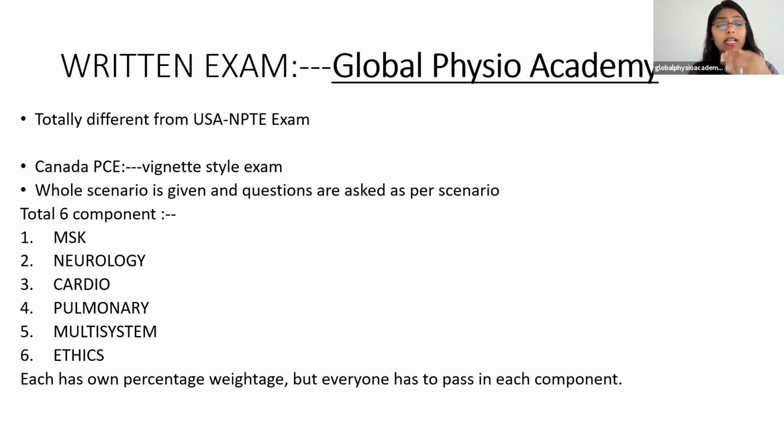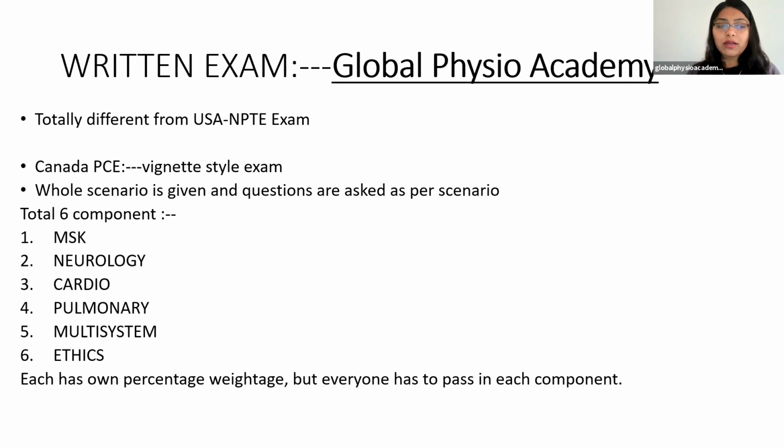Okay. Now there are 6 components: musculoskeletal, neurology, cardio, pulmonary, multi-systems, and ethics. Each system has its own weightage. Generally, they give musculoskeletal 50 to 60%, or 55%, neurology 15 to 20%, cardiopulmonary combined 15 to 20%, and then the remaining is multi-systems and ethics. But each student has to pass each component.